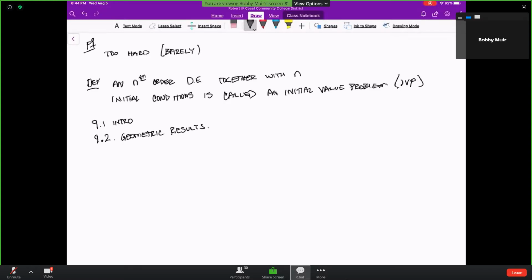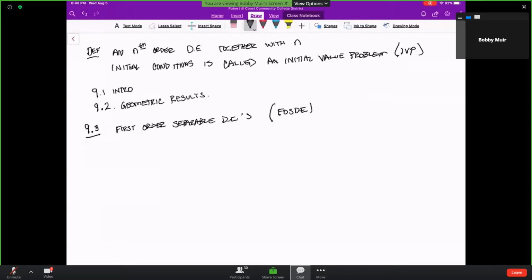Okay, so 9.3, this is where we start talking about specific types. So 9.3 is going to be first order. Everything in chapter 9 is first order. First order separable differential equations.